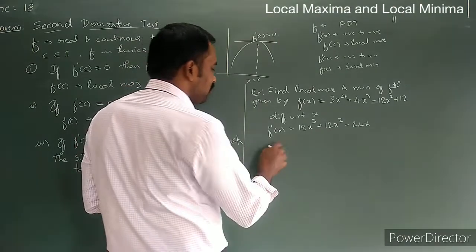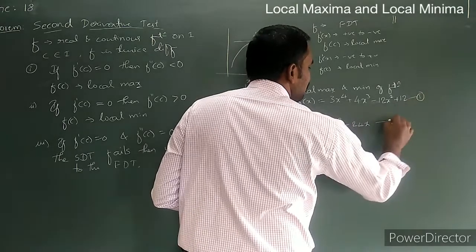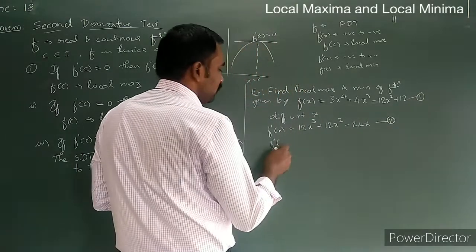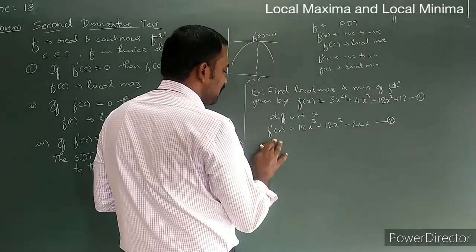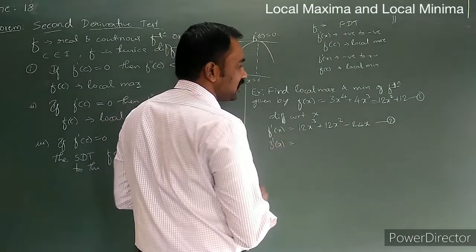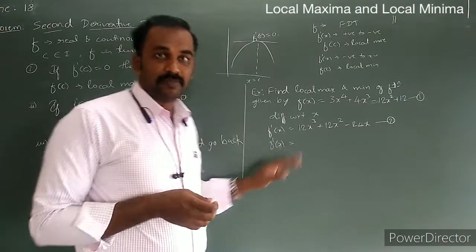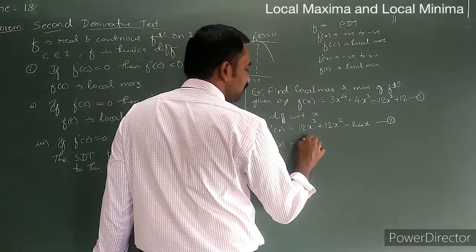Before we take the second derivative, I call this equation number 1 and this equation number 2. I just rewrite f dash of x in factorized form, because we have to find the critical points. For that reason I am going to write the factorized form.